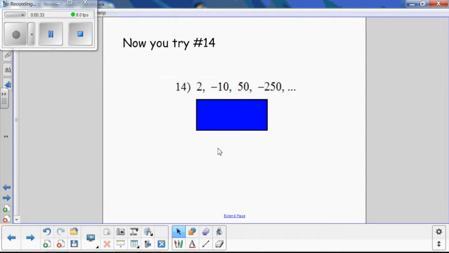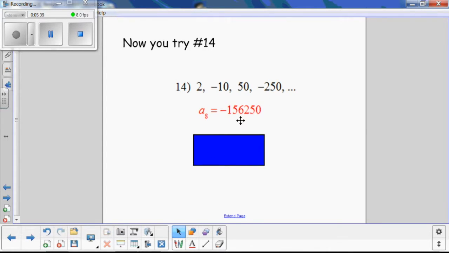Now you try number 14. You should have gotten the nth term as negative 156,250.